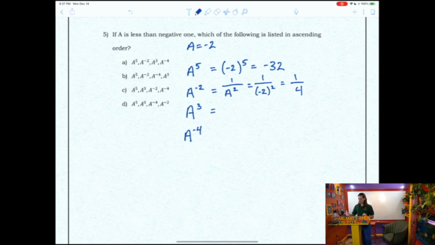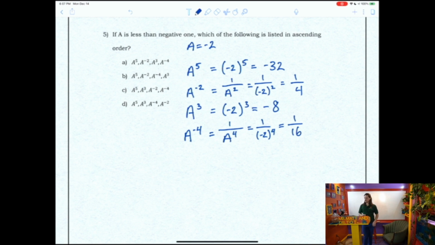A cubed is going to be negative 2 to the third power. That's going to be negative 8. And a to the negative 4 power is equal to 1 over a to the positive 4 power. So substituting in negative 2 for a, we're going to have 1 over negative 2 to the fourth power, which is going to be 1 over positive 16. So we have negative 32, positive 1/4, negative 8, positive 1/16.